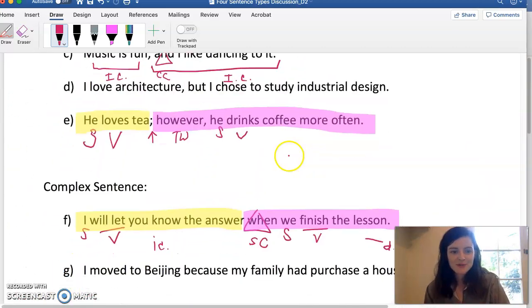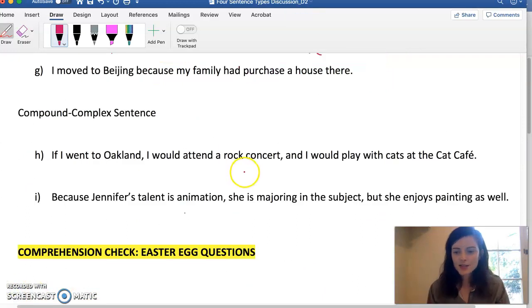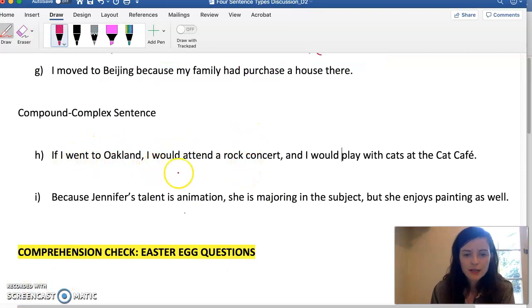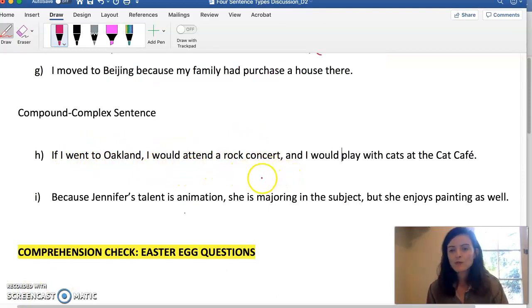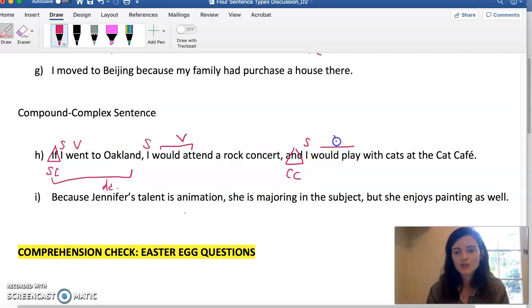To take a look at an example to close out, sentence H reads, if I went to Oakland, I would attend a rock concert and I would play with cats at the cat cafe. So we've got my subordinating conjunction if, subject, verb, and there is my dependent clause. Then you've got a subject. You've got a verb phrase starting with the modal would and base verb form attend. You've got a comma. You've got your fanboys and, that is my coordinating conjunction. And then you've got a subject, and then you've got another verb structure, would play.